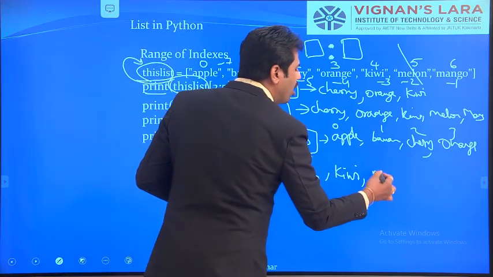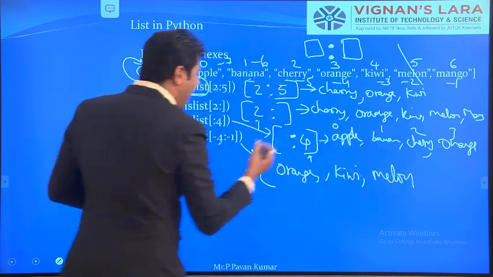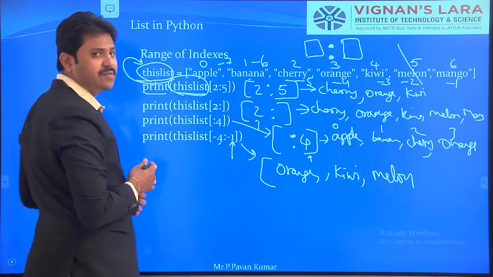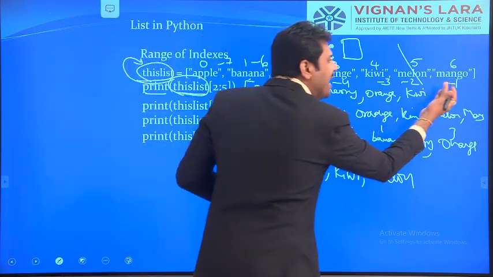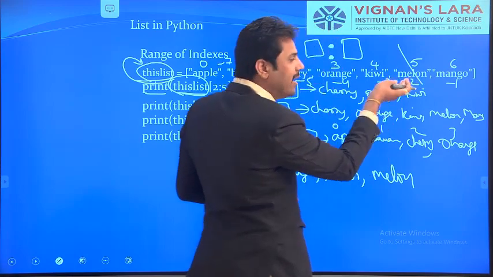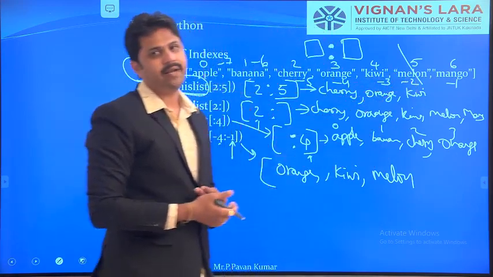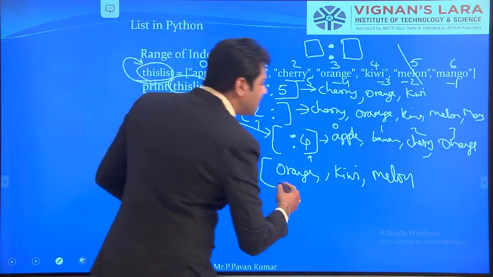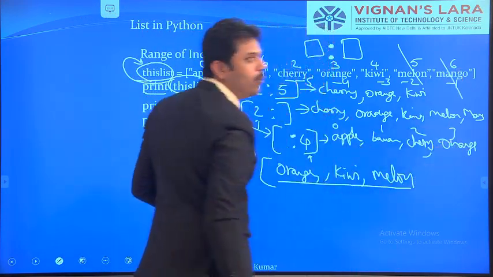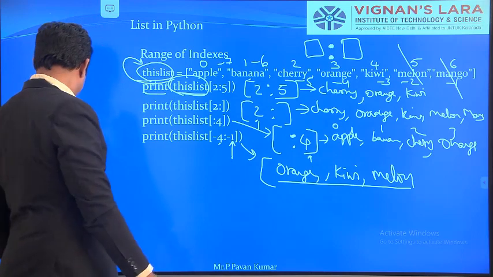Next, melon. My end value is -1. That's why it takes the value before it. It takes values before -1. That means it stops at -2. It prints up to melon only, not mango. Clear?